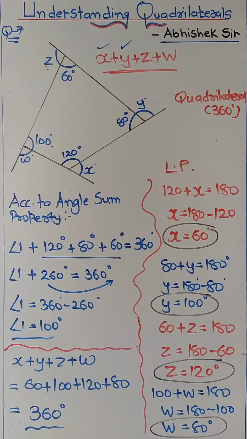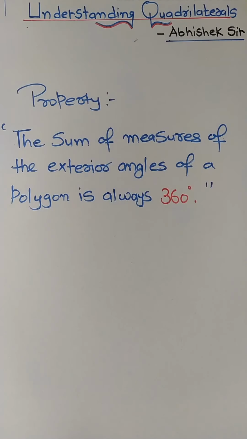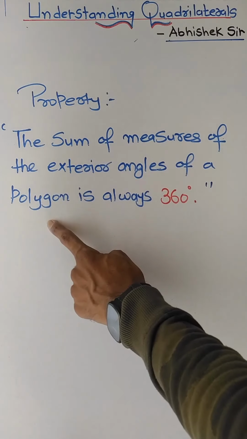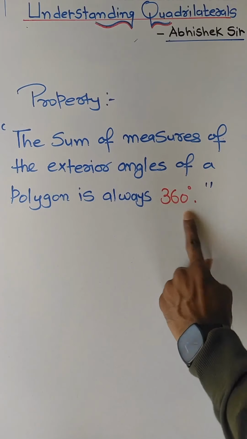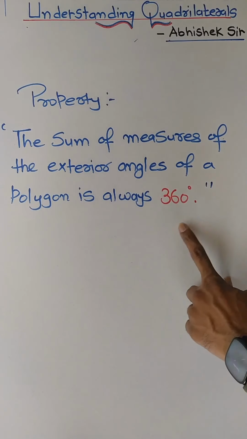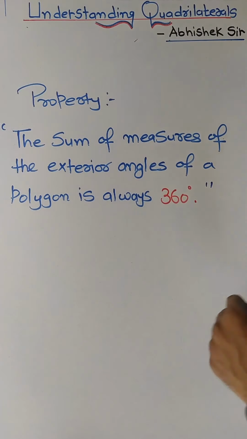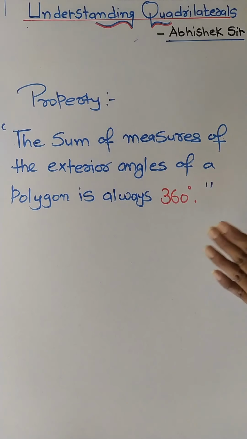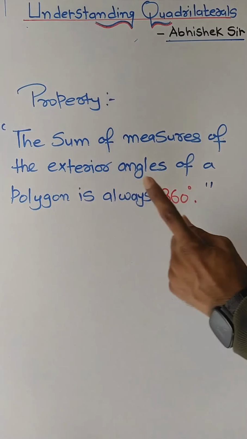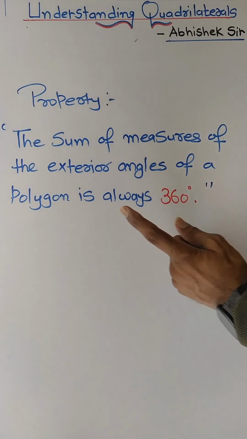That takes us to another property based on these two sums, that the sum of measures of the exterior angles of any polygon is always 360. Any polygon, if it is a triangle, all the exterior angles you add them, it will become 360. Even if it is a quadrilateral, add all the exterior angles, it will always be 360 degrees. So the final property is: the sum of measures of the exterior angles of a polygon is always 360.